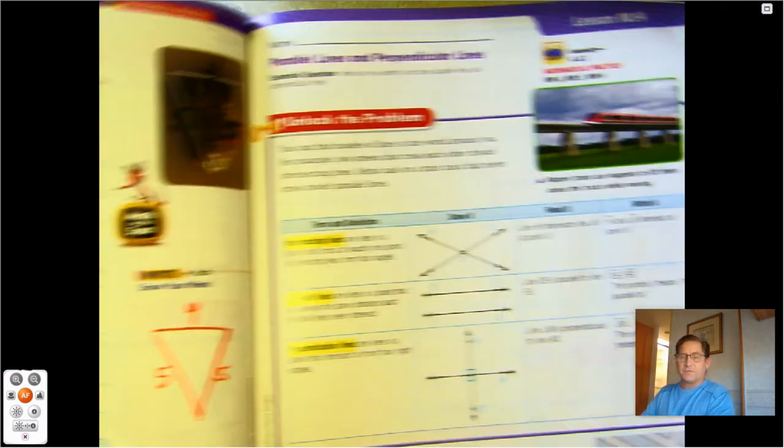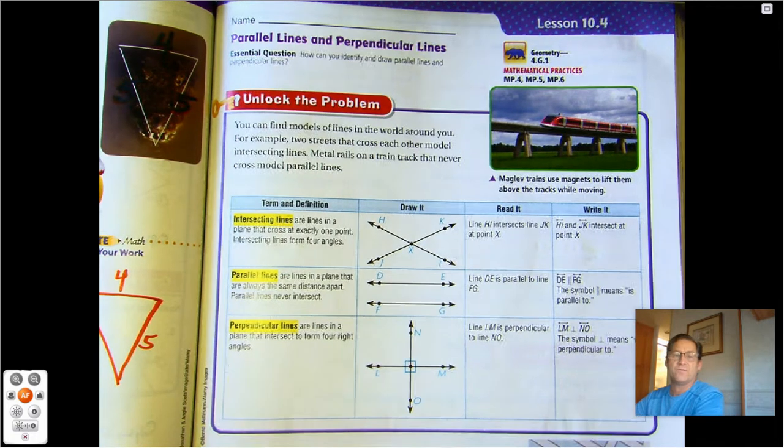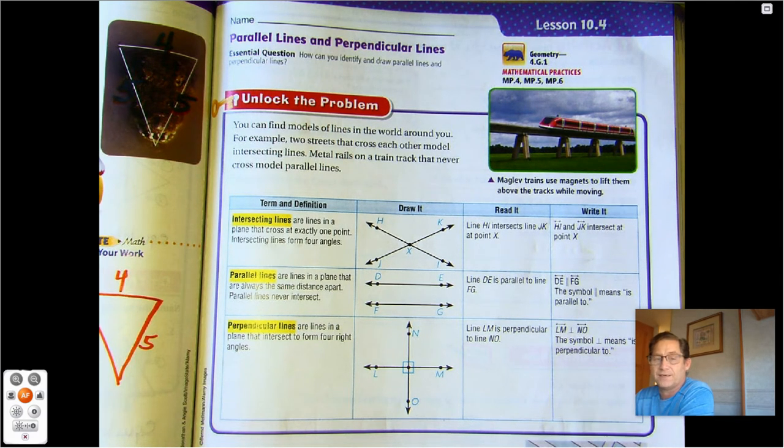Okay, so we're going to continue with lesson 10.4, and this time we're going to discuss parallel lines and perpendicular lines. By the time we're done with this lesson, we'll be able to identify and draw parallel lines and perpendicular lines. So unlock the problem, and we're on page 411.